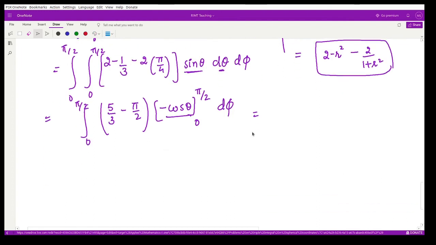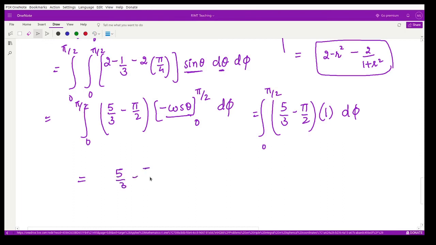So this is equal to 5 by 3 minus pi by 2. And when you substitute the limits, cos of pi by 2 is 0 and cos of 0 is 1. So we have minus of minus 1, that is 1. d phi, and then the integration from 0 to pi by 2. So this would be equal to 5 by 3 minus pi by 2.